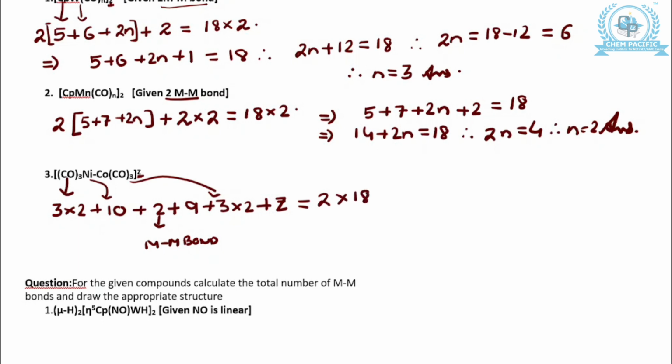Okay, so overall aapka ye kitna ho jayega? So therefore z is equal to 2 into 18 is 36, minus, if you calculate this, it will turn out to be 33. And now see students, the value of z is 3. Because since we are adding electrons, therefore this charge is going to be 3 minus. Clear students?